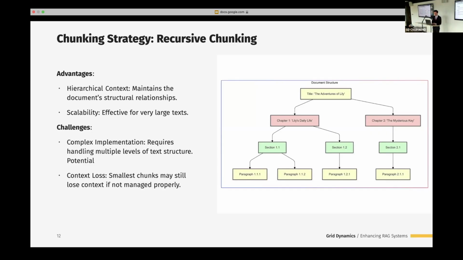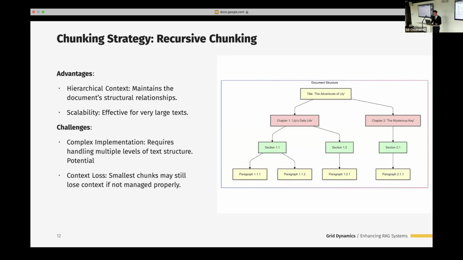The problem is that in paragraph 1.1.1, for example, they can still lose context because it can be very small. So basically, this can help us find the right chunk from the document, but this doesn't mean that we can use the right context. It also requires handling all this hierarchical structure, so it's harder to save in the vector database, and this causes a lot of additional complexity in the code.